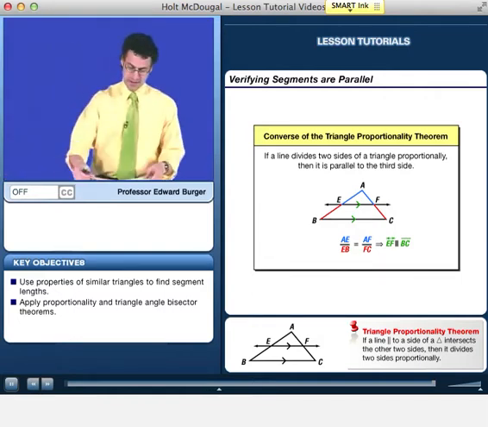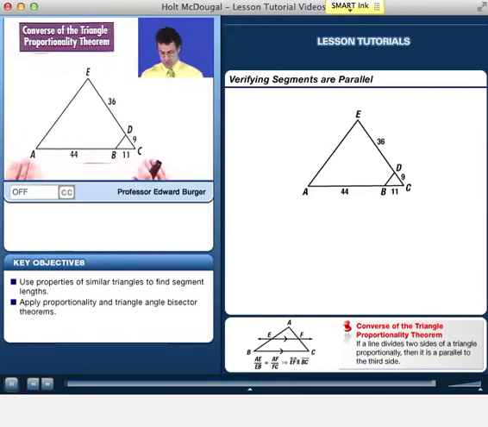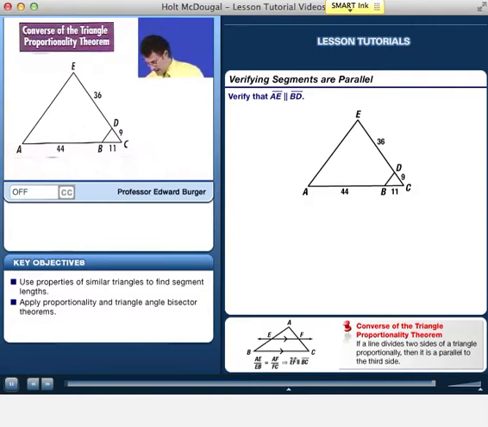Let's take a look at this picture where we have a tiny, tiny, tiny triangle right here and a larger triangle here, and we're wondering if in fact this line segment AE is parallel to BD. That's the question. Well, let's see if in fact we have a proportion that holds. So let's take a look and see.